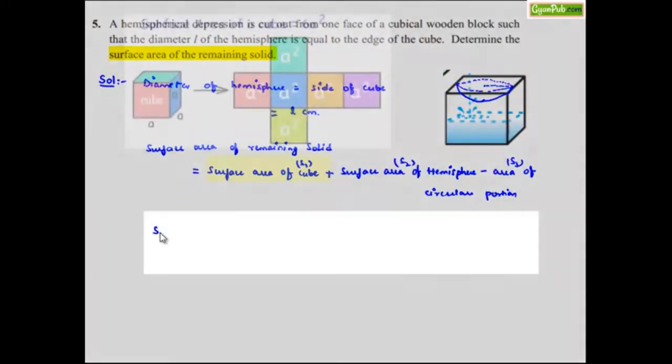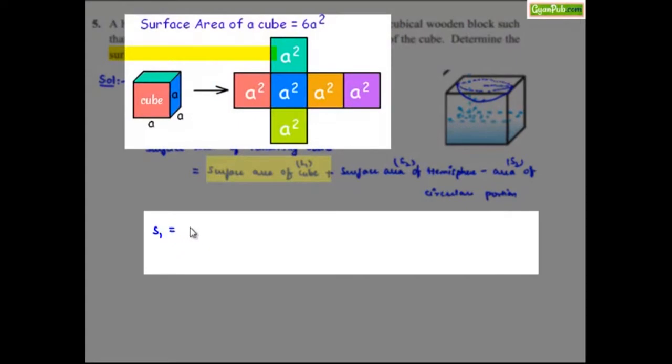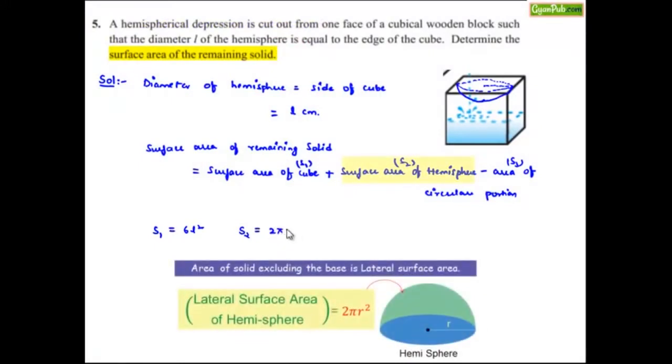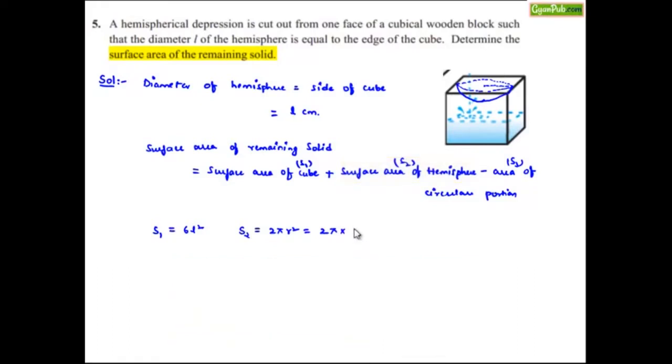Now S1 will be equal to surface area of cube, that is 6 into side square, 6L square, and the surface area of hemisphere will be 2 pi r square, which is 2 pi into r square, here half the length of the cube, that is L by 2 whole square, which is equal to pi L square by 2. Finally we are left with S3, that is equal to area of the circular portion, which is pi r square, that is pi into L square by 4.